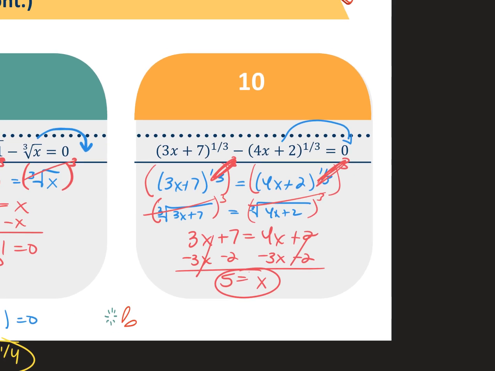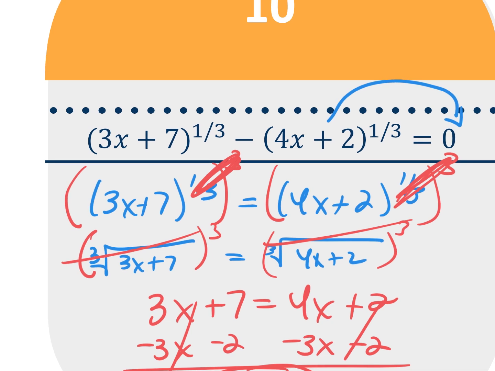So what should I do with this if I'm going to be a good math student? Let's check it. Watch, let me show you. Guys, you do not have to do a formal check. We're all smart in here. We can do it. Plug in 5. What's 3 times 5? 15. Plus 7 is 22.